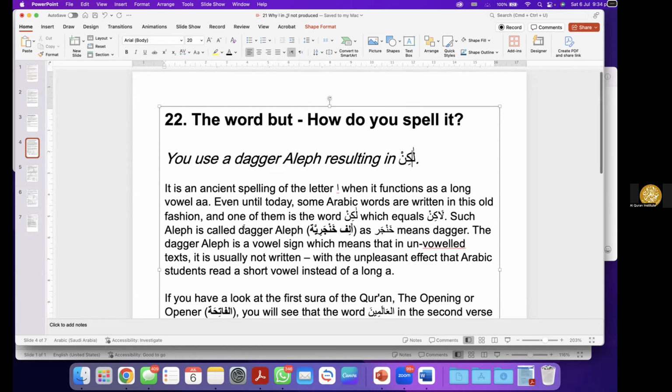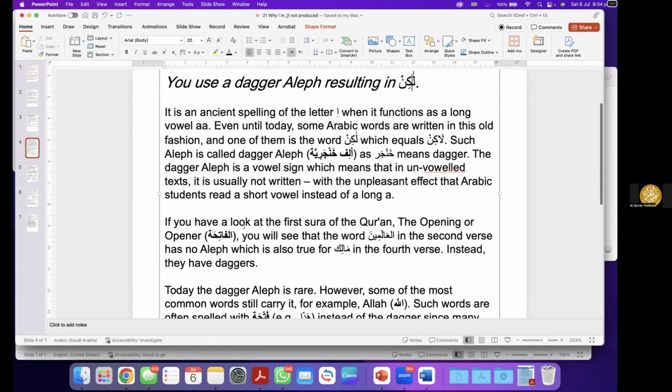It is an ancient spelling of the letter alif when it functions as a long vowel a. Even until today, some Arabic words are written in this old fashion, and one of them is the word lakin. Can you see? Such an alif is called dagger alif. Do you have to use it all the time? No. These are terms used in the past. It's like khanjar.